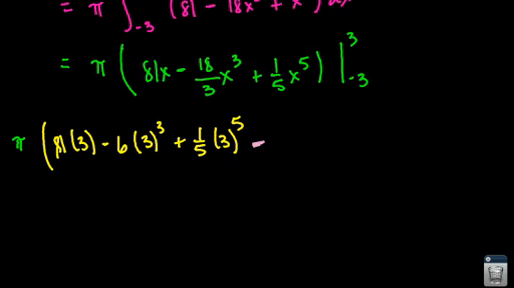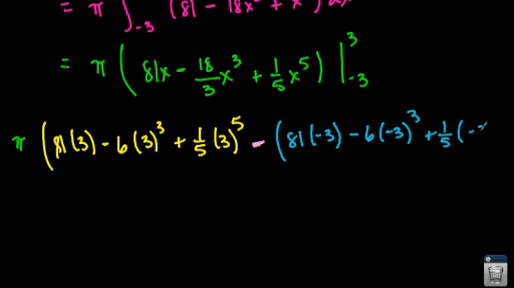And I'm not just subtracting part of it, I'm subtracting every single term. So I end up with 81 times negative 3 minus 6 times negative 3 cubed plus 1/5 times negative 3 to the 5th equal. Alright, so I just plugged this into my calculator and I ended up with pi times 259.2.